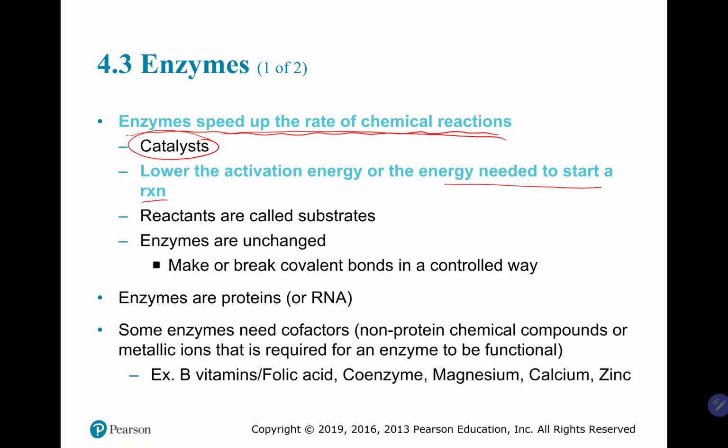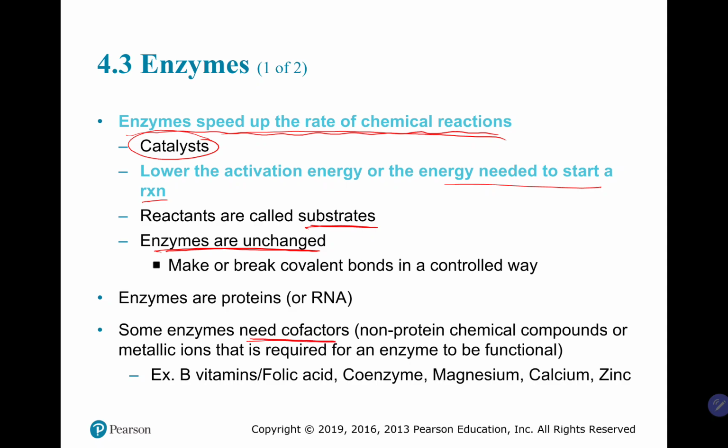Enzymes are catalysts that speed up a reaction by simply lowering the activation energy. The reactants that an enzyme acts on are called substrates. When an enzyme works on a substrate, that enzyme is unchanged. It's able to make or break covalent bonds in a controlled way, and that enzyme can then leave that reaction unchanged and can do the reaction over and over and over. Okay? And some enzymes actually need cofactors, right?